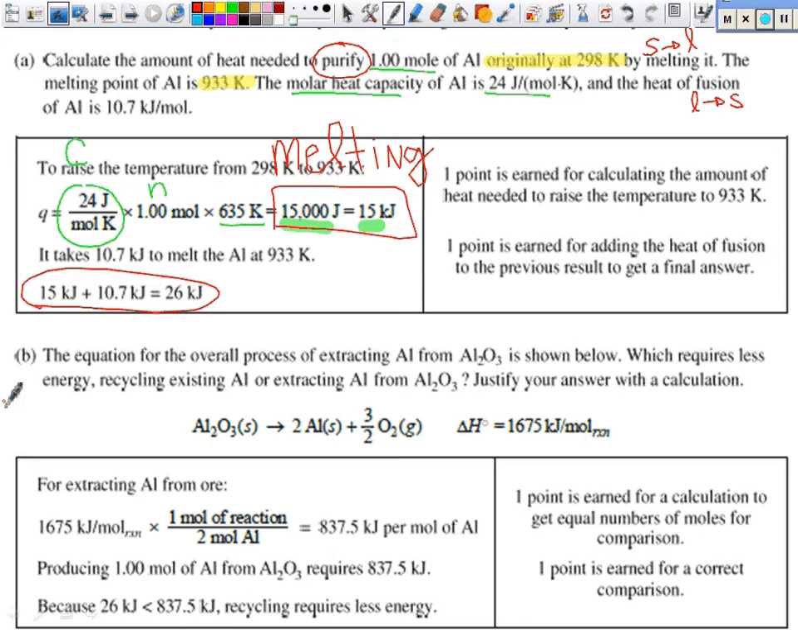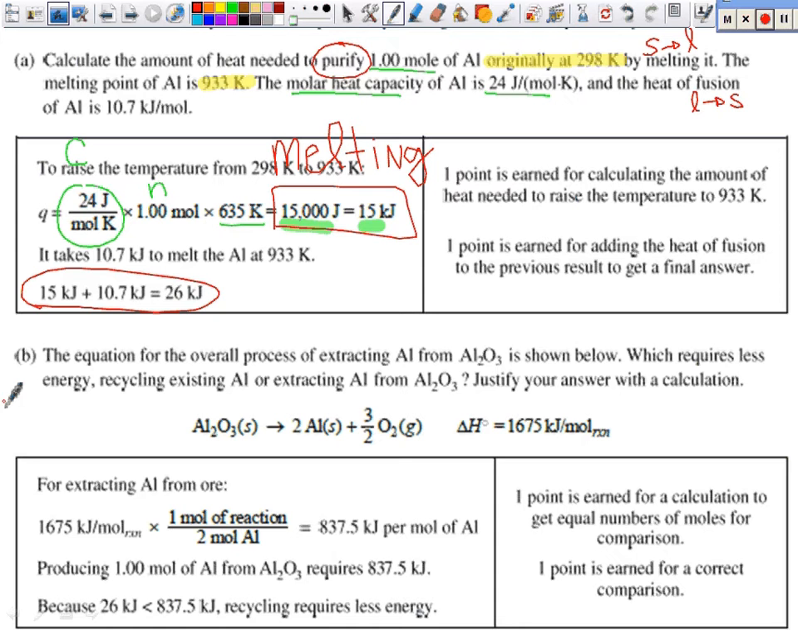You could do that, either one. So you could say 15,000 joules and 10,700 joules and come up with 26,000 joules. Yes, but here's the problem you're going to run into. Mary, does that make sense? You sure? What'd I just say? That's what I thought. Okay.